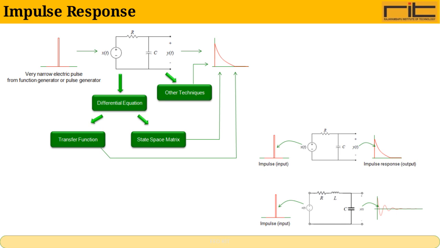It essentially tells us everything about how the system processes any input, making it a powerful tool for analyzing and designing systems in fields like audio engineering, telecommunications, and control systems. Understanding the impulse response allows us to predict the output for any given input by using techniques like convolution. This makes it essential for both theoretical analysis and practical applications.